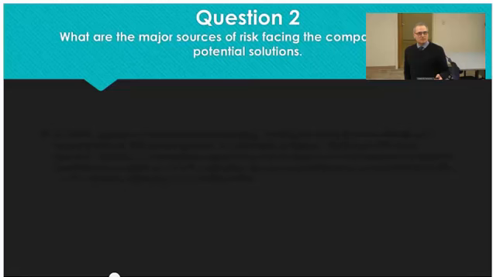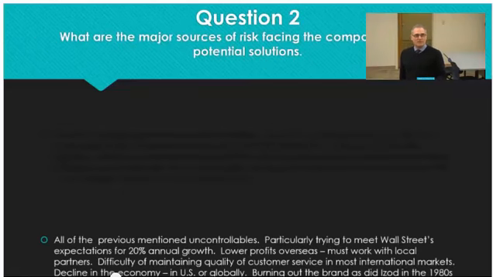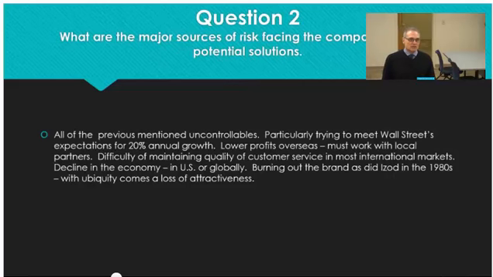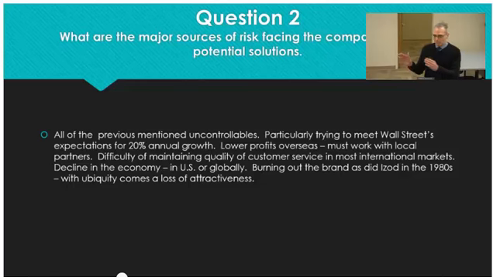Risks. Okay? Well, your uncontrollables are risk factors. But also we have the risk of trying to meet Wall Street's expectations, lower profits overseas, having to work with local partners, difficulty of maintaining quality of customer service in most international markets, decline in the economy, burning out the brand. Okay? And one of the things you have to do in international marketing is you better do your research first. Can Starbucks go into the Japanese market the same way it went into the Chinese market? Can it replicate the same thing and be successful? And that's not always the case.